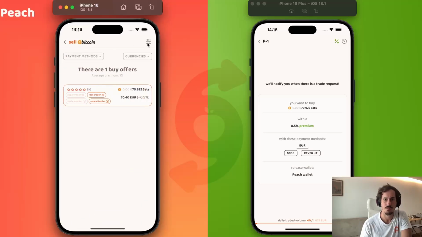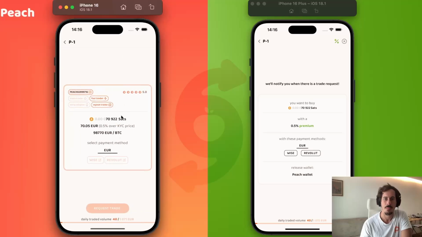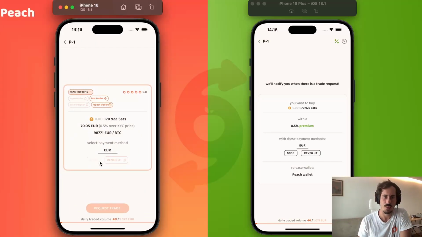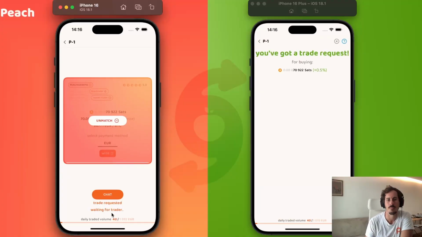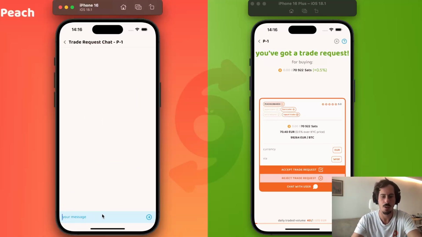By the way, we have a lot of filters here that will help filter out when there's many offers. It's like, okay, euros, and I want to pay with Wise. So he needs to create his Wise payment method, which is going to be iPhone 16 Wise. Confirm, he selects Wise, and he requests a trade. And they can chat with each other at this moment.